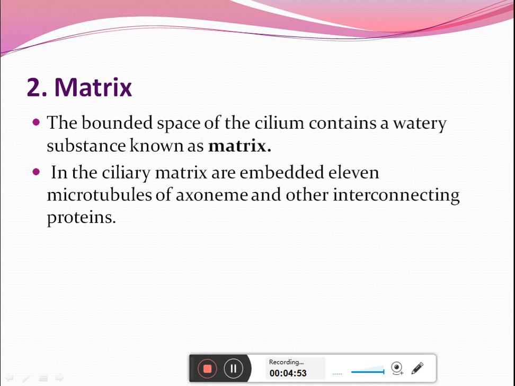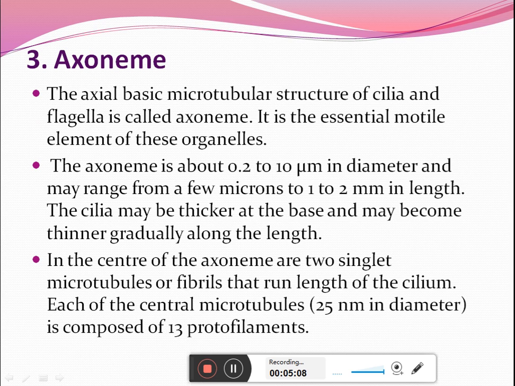The second one is the matrix. The bounded space of the cilium contains a watery substance known as matrix. In the ciliary matrix, the microtubules of the axoneme and the other interconnecting proteins are embedded. The third is the axoneme. The axial basic microtubular structure of cilia and flagella is called the axoneme. It is the essential motile element of these organelles.